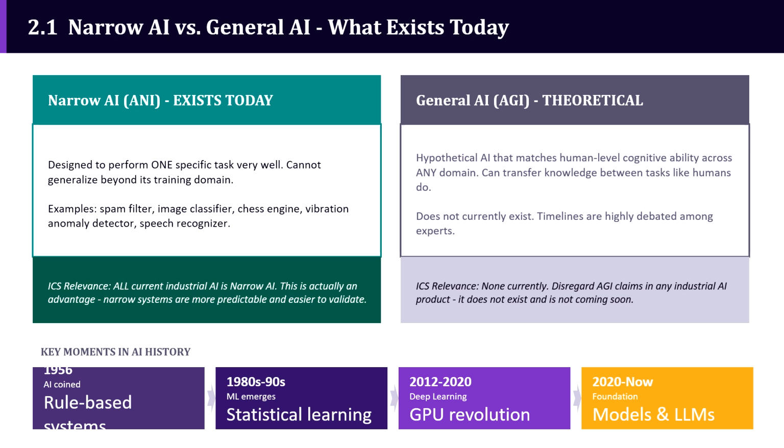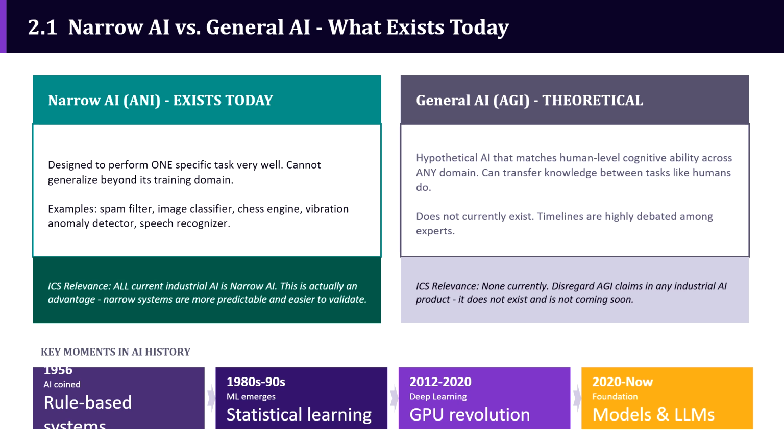General artificial intelligence, the kind you see in science fiction, the kind that can reason about anything, learn any task, and transfer knowledge freely, does not exist. It is a theoretical concept. There is active research in this direction, but no consensus on when or whether it will be achieved. Why does this matter for industrial control systems?